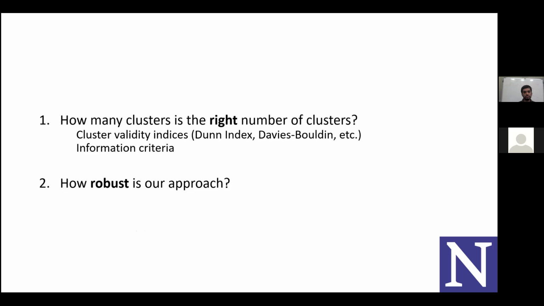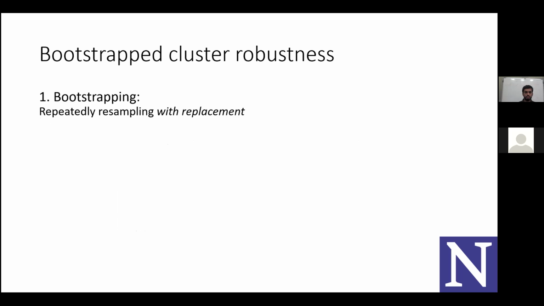The way that I structured this is, here's a nice simple story, but how many clusters is the right number of clusters? We tried some cluster validity indices and some information criteria, but we want to get at that question a little bit, and how robust is our approach to variations in the data. And so we introduced a thing we're calling bootstrapped cluster robustness. This is the thing I'm still trying to wrap my head around and write up.